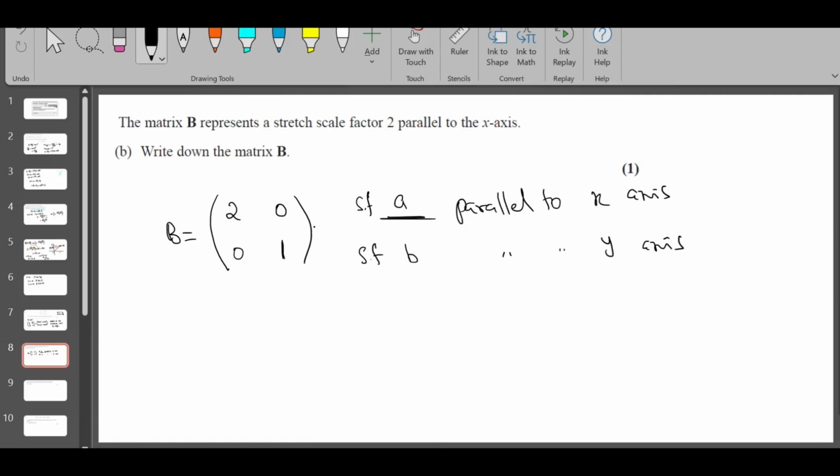Now if the same question says B represents a stretch of scale factor 5 parallel to the y-axis, it should be 1 0, x should be 0, sorry, x should be 1 0 0 5. This should be the matrix. But if they say both scale factor 2 parallel to the x-axis and scale factor 5 parallel to the y-axis, it should be 2 0 0 5. So in this case you can just write B is equal to 2 0 0 1. That's all. Part C now.